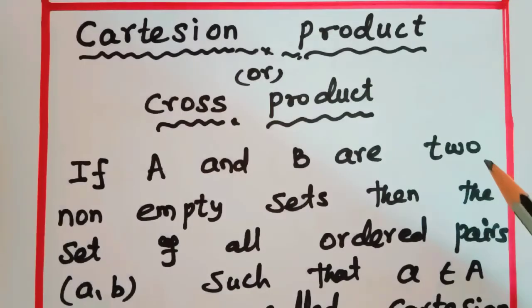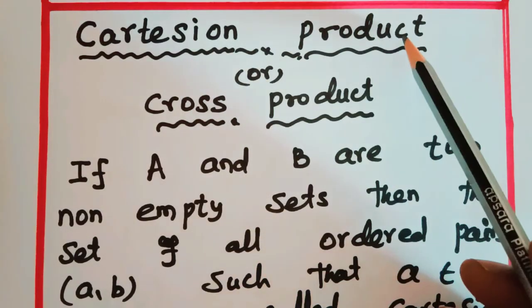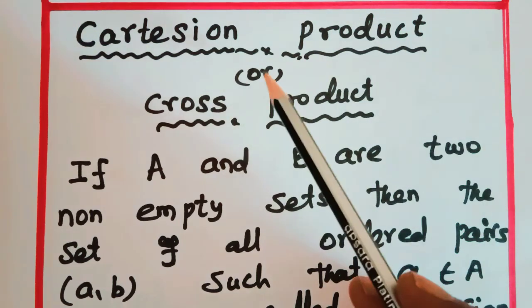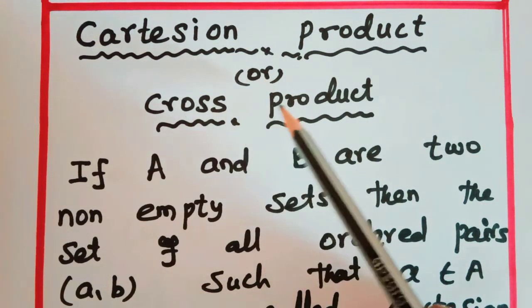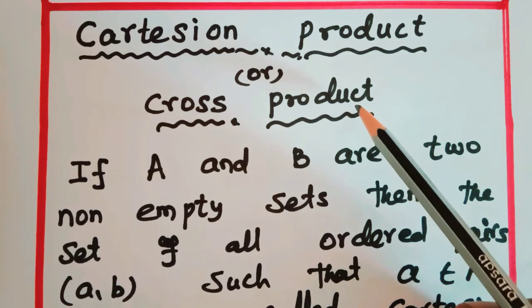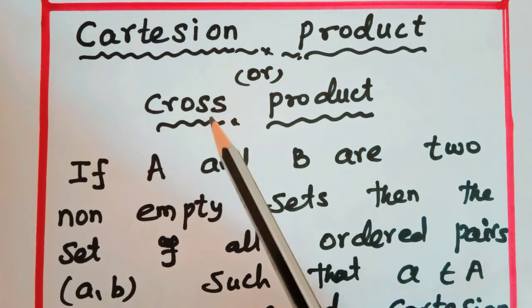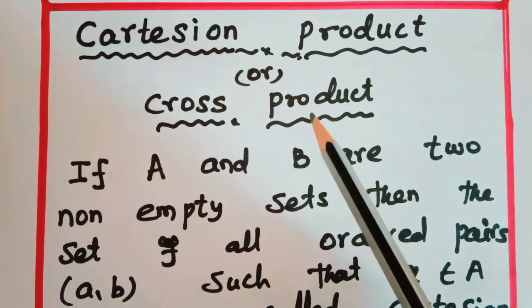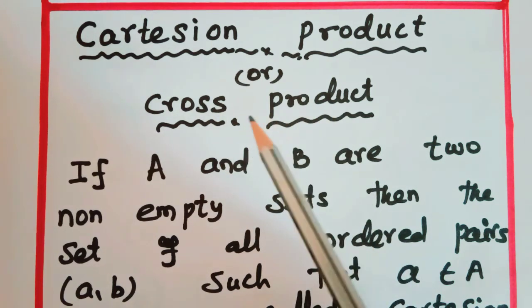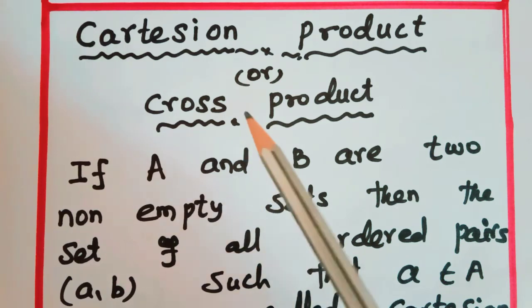In this video, we will discuss the Cartesian product of two sets, or cross product of two sets. So what is the Cartesian product and what is the cross product? We will understand from the following definition.